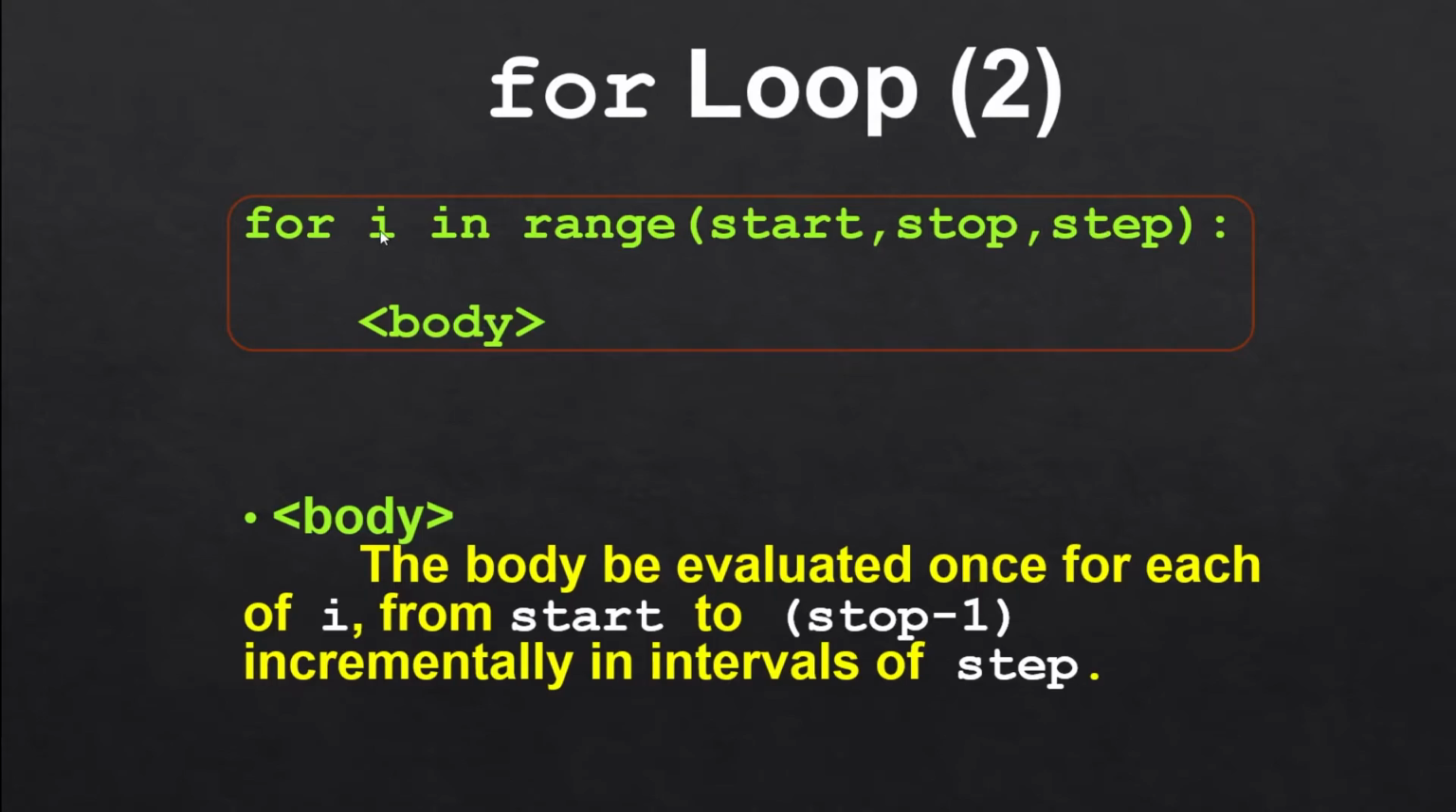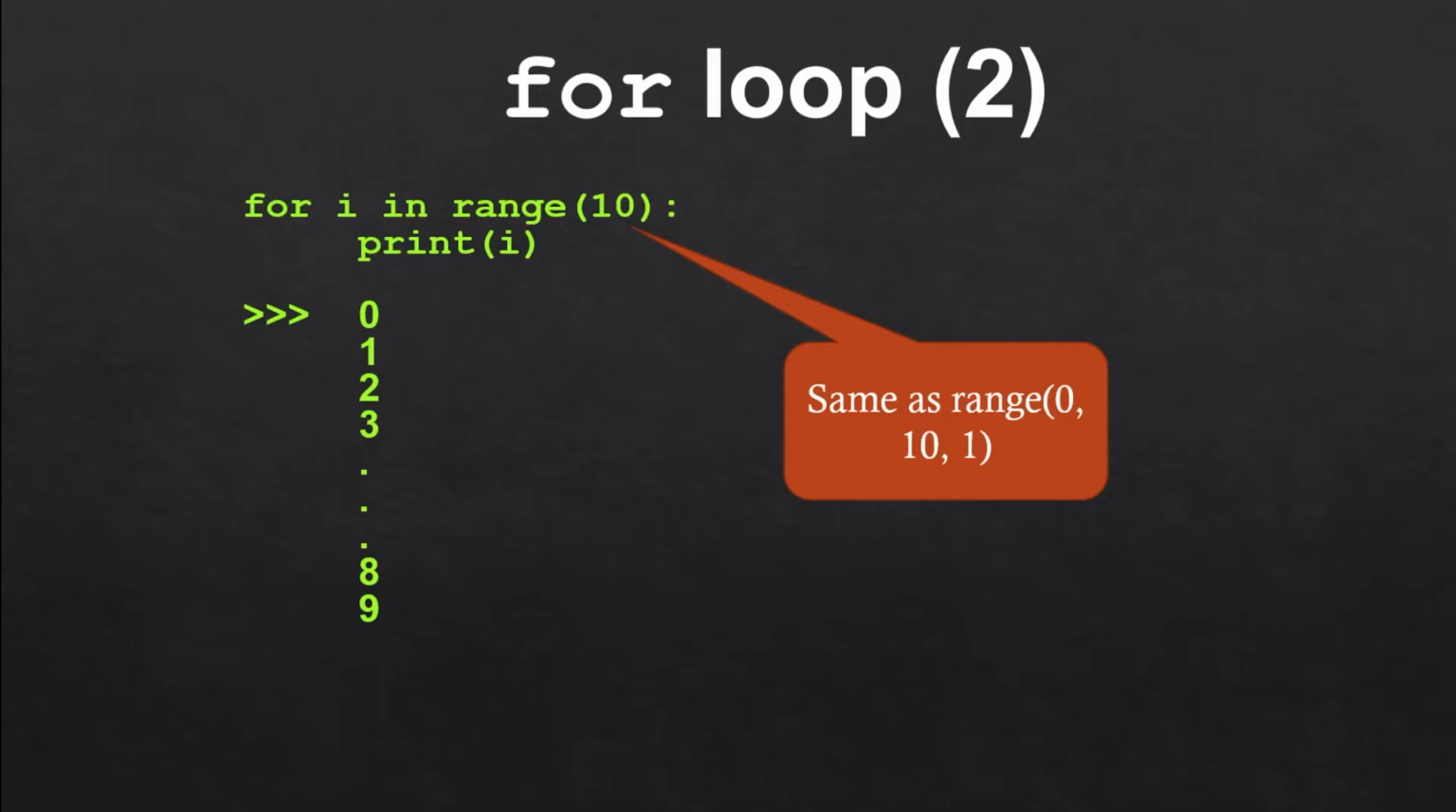This i again is a loop variable. You can choose any variable that you want it to be. Once it's here, the body will be evaluated once for each i from start to stop minus 1, incrementally in intervals of step. Let's see how this will happen.